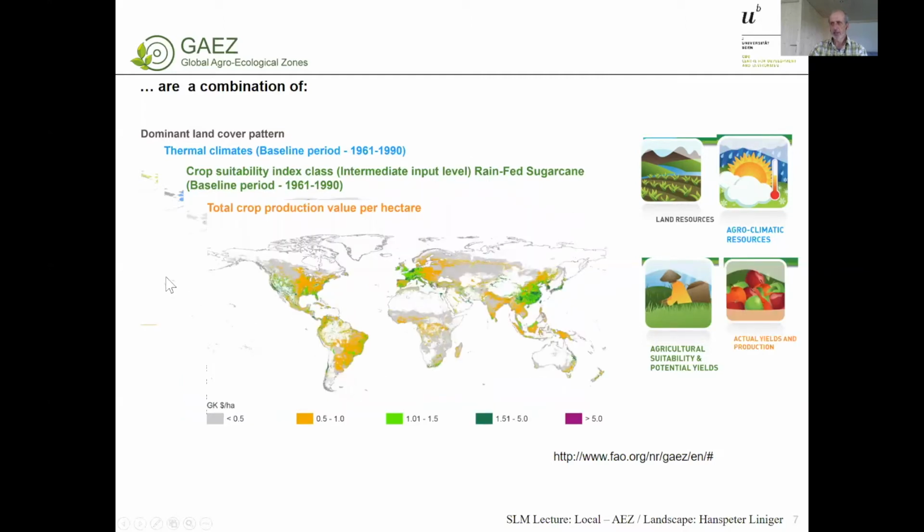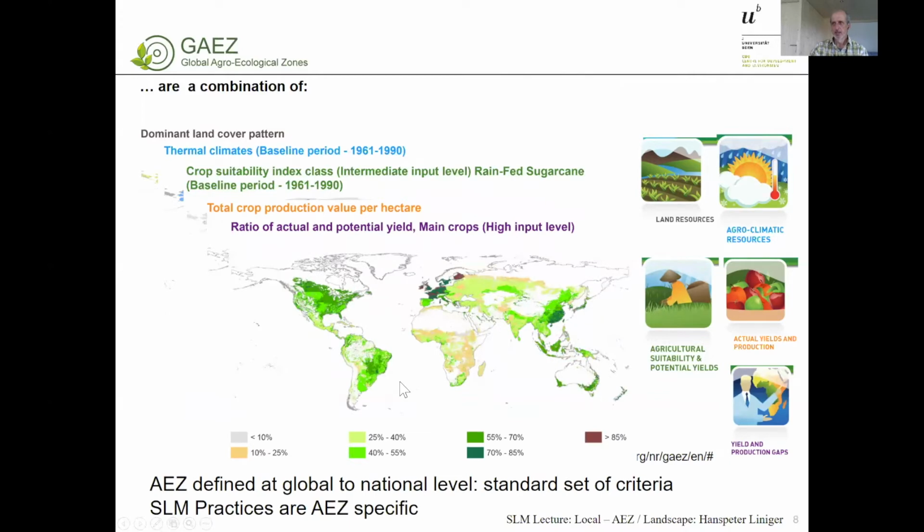The next one, again, crop related, total crop production value per hectare, in dollars per hectare, from very low to very high. The total crop production as another level in terms of giving an information about productivity. And the last one is the ratio of actual and potential yield.